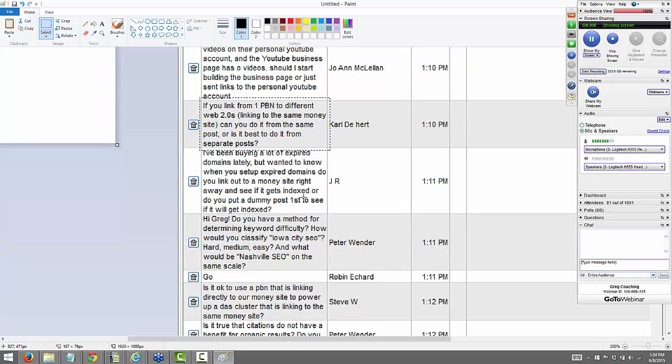All right, from Carl, if you link one PBN to different Web 2.0s linked to the same money site, can you do it from the same post, or is it best to do it from separate posts? You can do it from the same post.